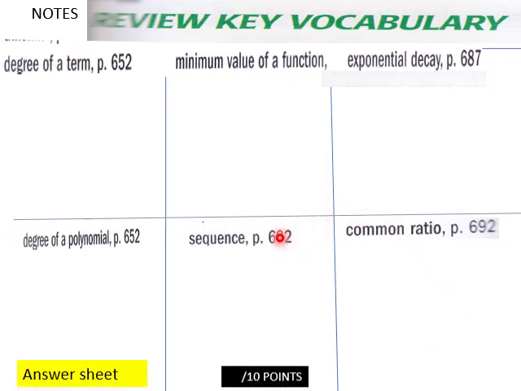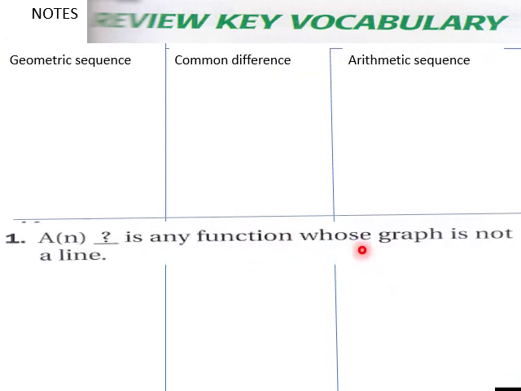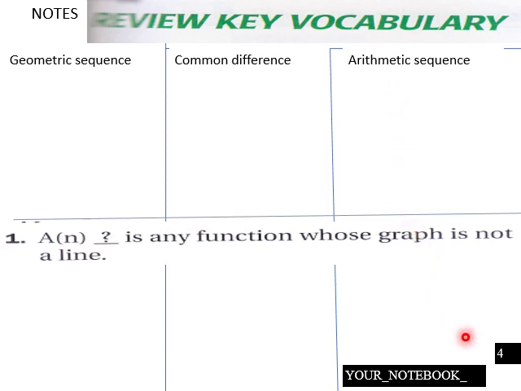Page 3, it'd be degree of a term, minimum value of a function, exponential decay, degree of a polynomial, sequence, and then common ratio. This is page 3. Page 4, geometric sequence, common difference, and then arithmetic sequence. This is page 4. Then we go into a question. A blank is any function whose graph is not a line. What would your fill in there be? And we got 7 points here for page 4.